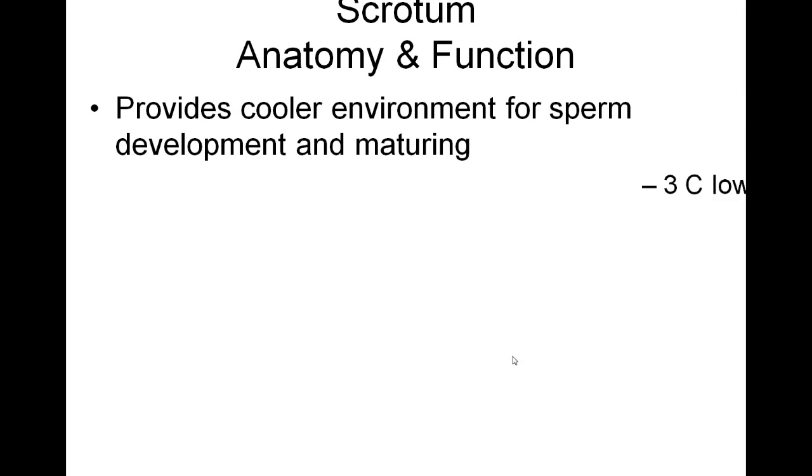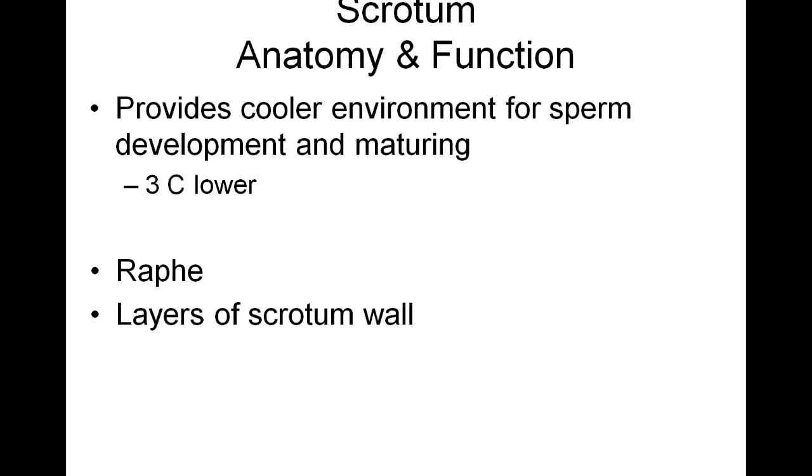Okay, and then we're going to talk about why the scrotum, how the scrotum works and how sperm develop. So the scrotum provides a cooler environment for the sperm to develop. Our book says it's got to be 3 degrees lower than body temperature. The raphe is just the seam that's in between the testes. It's on the external part of the scrotum.